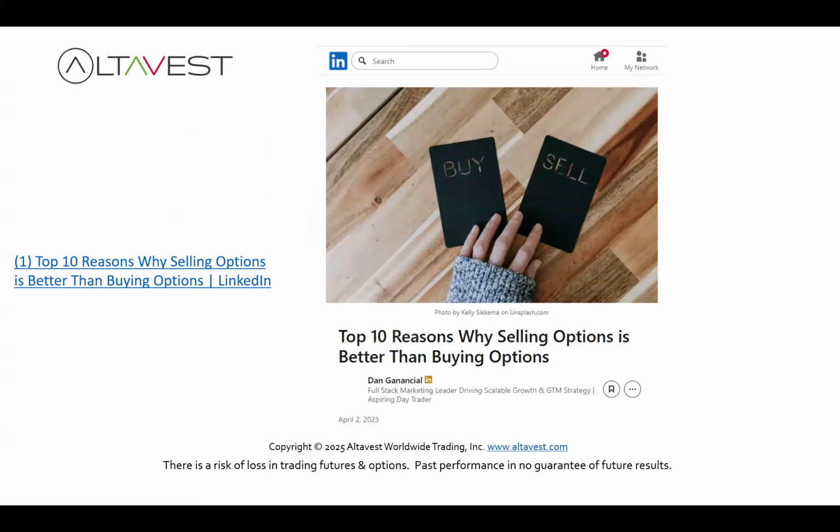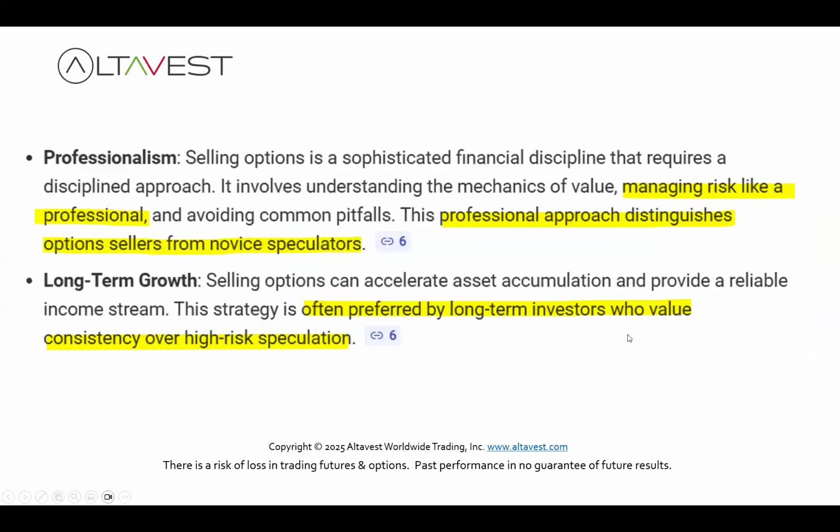And this was a piece I just found the other day. I thought it was interesting, kind of summarizing things. Top 10 reasons why selling options is better than buying options. And that's partly what we're going to demonstrate. I highlighted just a couple here. It says here, professionalism. It's a sophisticated financial discipline, managing risk like a professional, and its professional approach distinguishes option sellers from novice speculators. So I think we'd rather trade like a professional, wouldn't we, rather than a novice speculator.